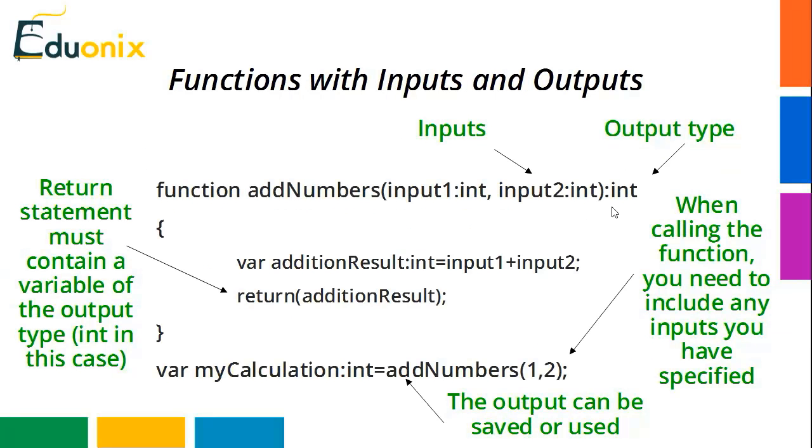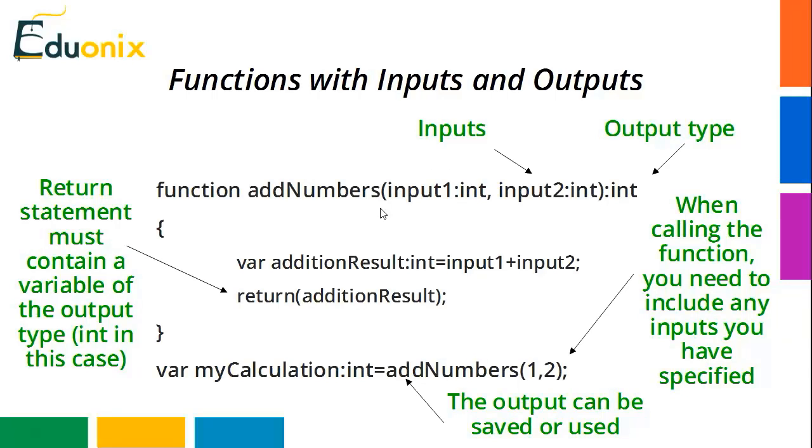And I'm now going to talk about functions with inputs and outputs. So I've shown you the basic structure of a function. This is a function with inputs and an output. You can actually only have one output with a function. But the inputs go inside the parentheses.